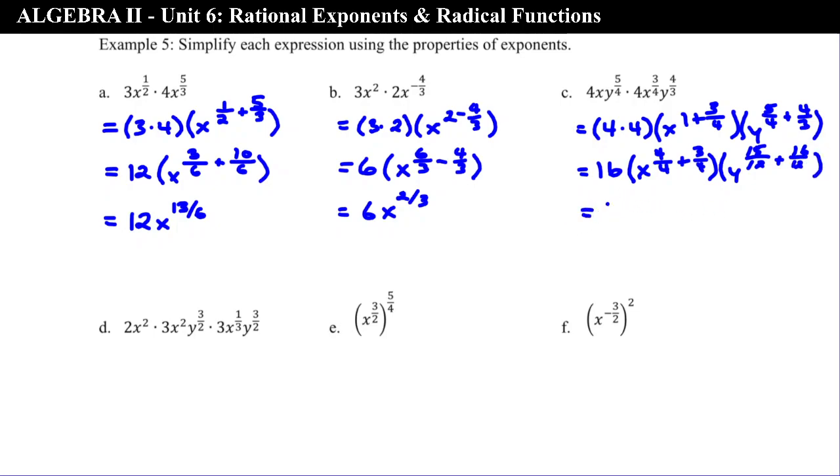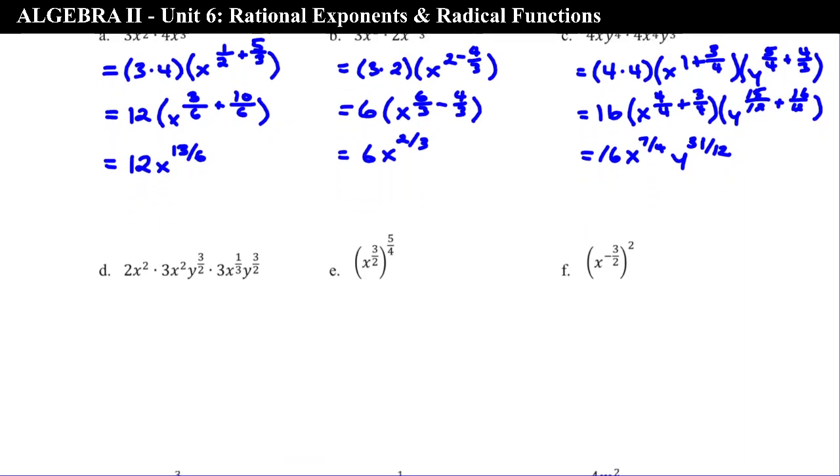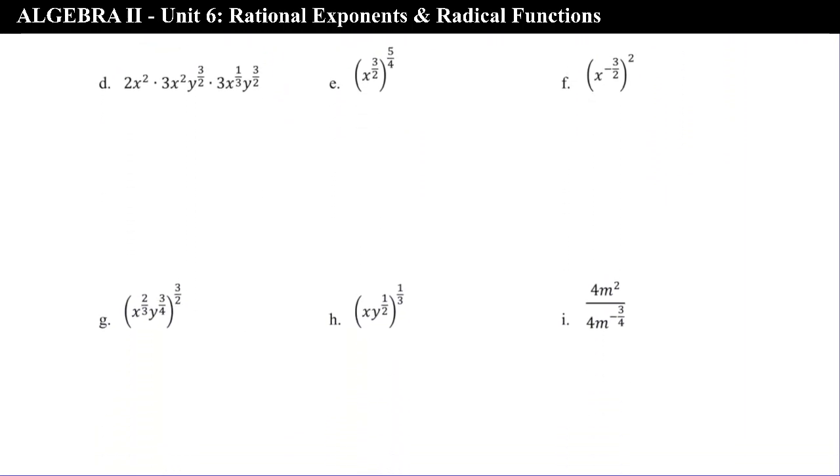And so we have 16x to the 7/4, y to the 31 over 12. And that's as good as it's going to get. All right, let's move on down to D.